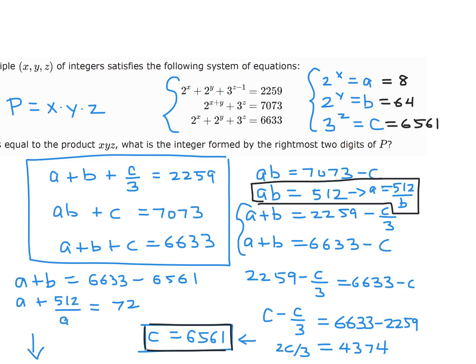Well, by inspection, we can easily figure out that X here is 3. Y here is 6. And 3 to the power of 8 is actually 6561. So that would mean Z is 8. Yeah, 3 to the power of 8. Okay, so then now finally we get to do this product XYZ.